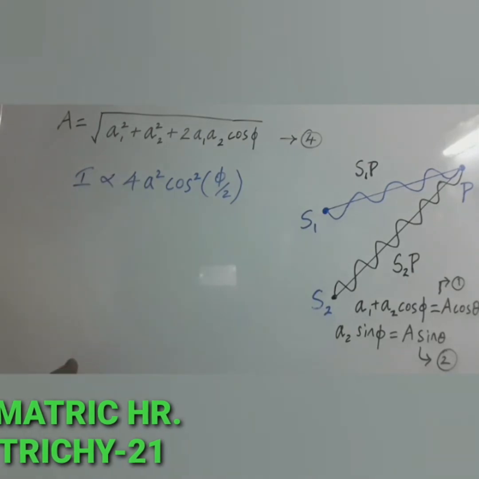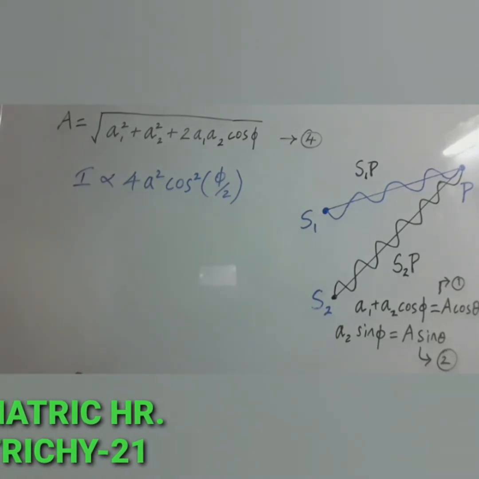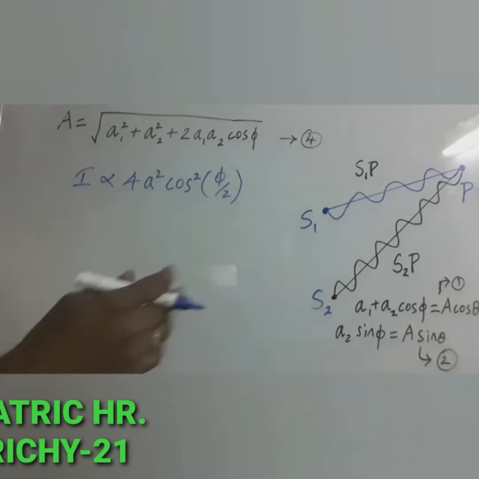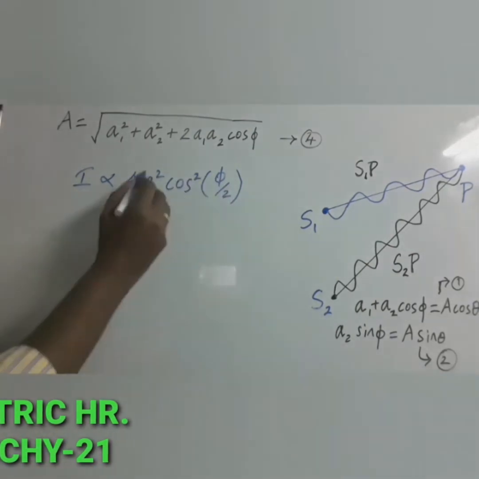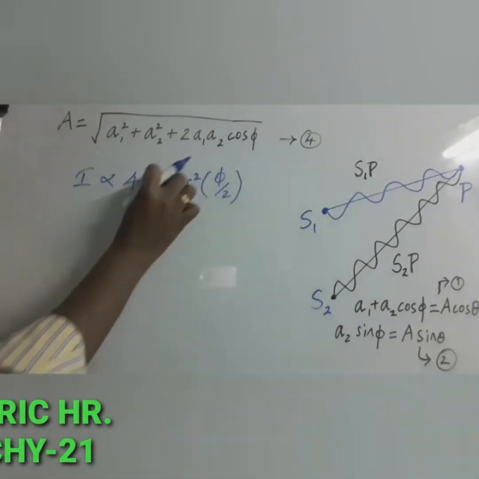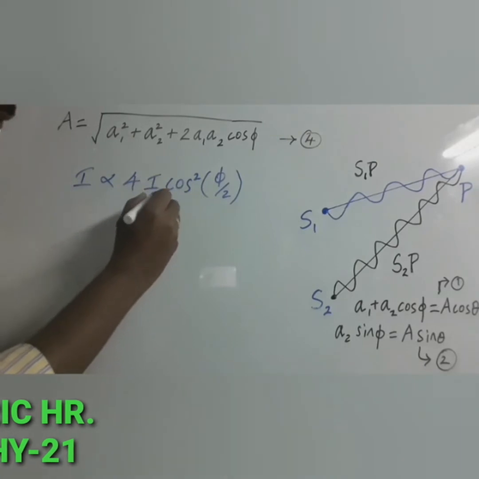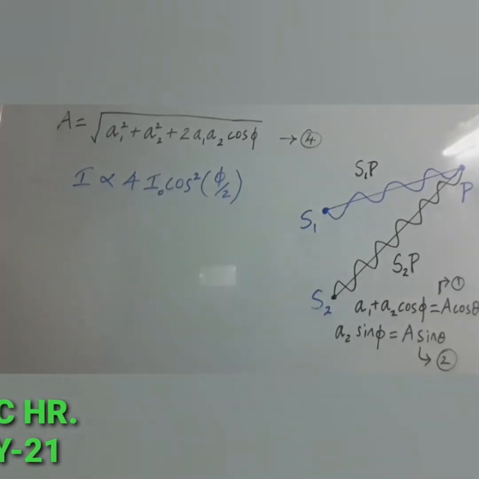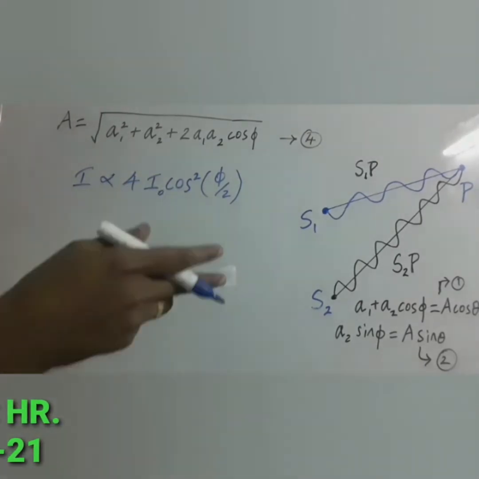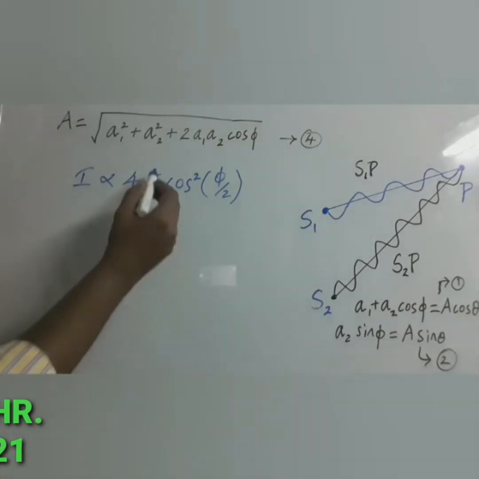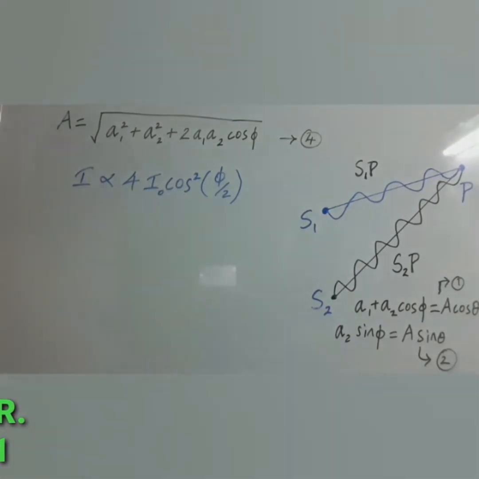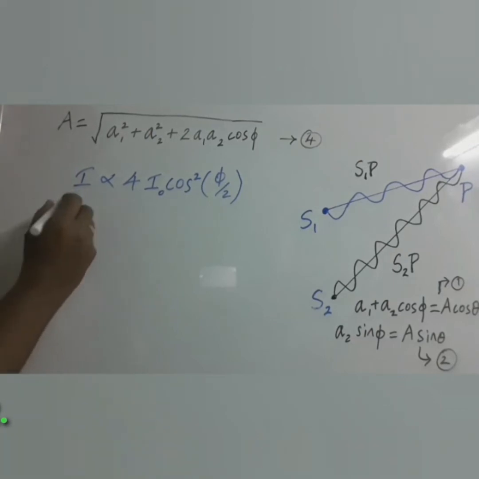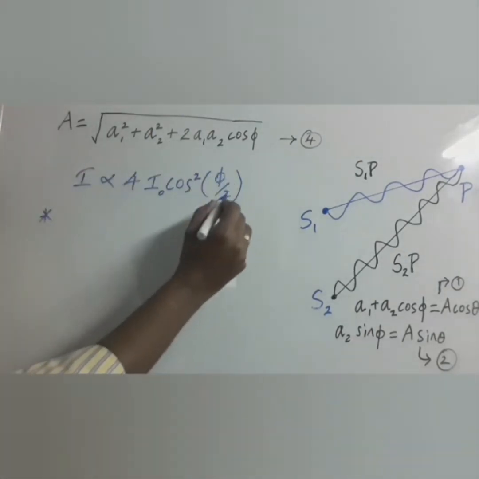Using this expression we can find the condition for the maximum intensity and the minimum intensity. So there is a slight rearrangement. Instead of a square we can write I naught. We know that already intensity is directly proportional to amplitude square, so instead of amplitude square I have written I naught. The maximum intensity depends on phi by 2.